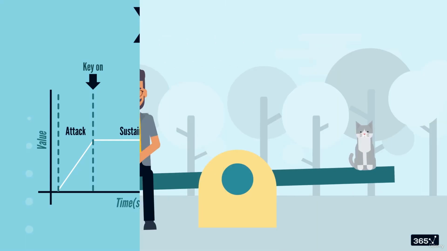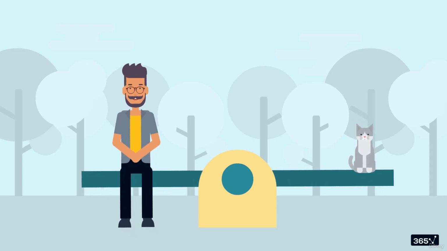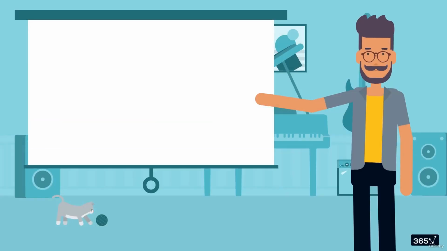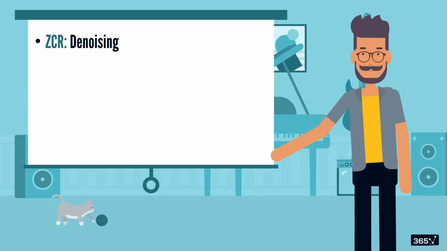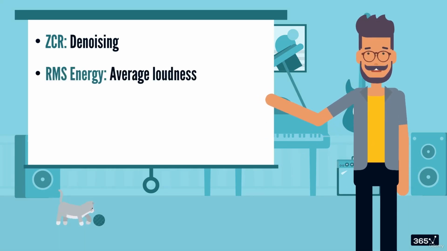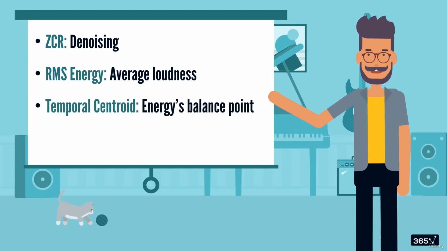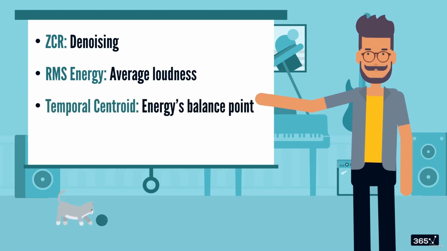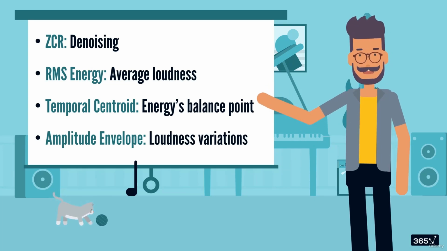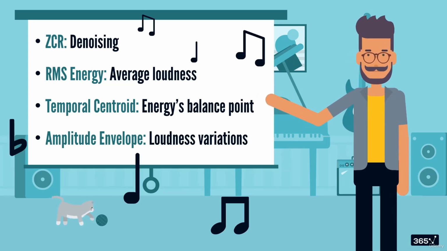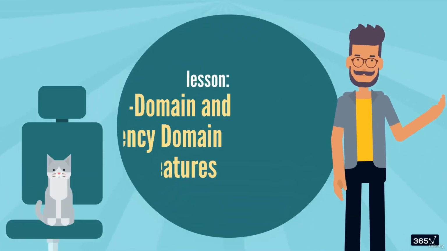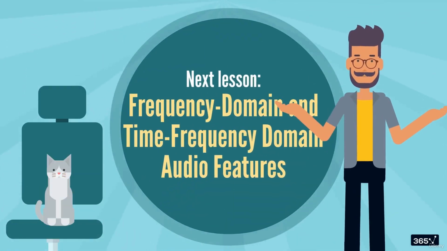Great! We've covered some of the most fundamental time domain features for speech recognition. We've talked about the zero crossing rate to distinguish noise from speech, RMS energy to measure the average loudness, temporal centroid to find the energy's balance point, and amplitude envelope to track changes in loudness. These essential features lay the groundwork for understanding audio. The next lesson will explore frequency domain features.